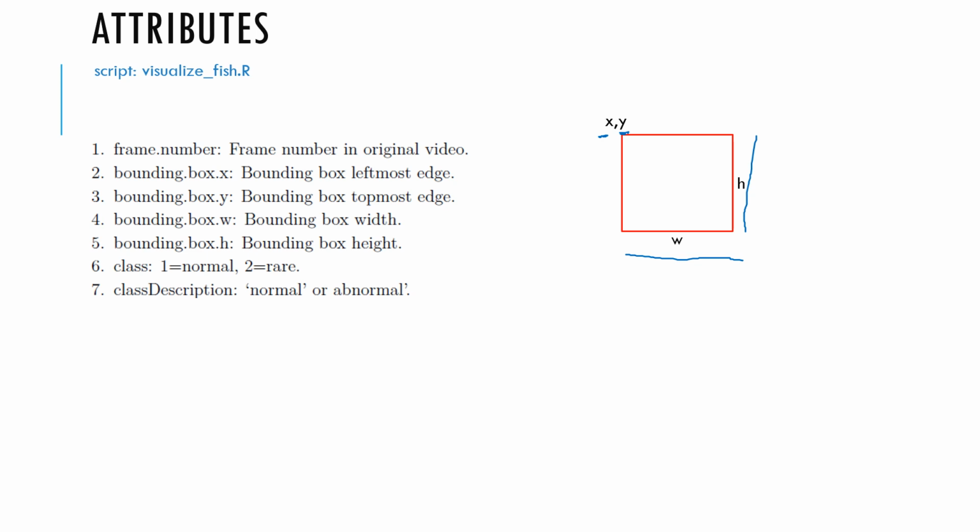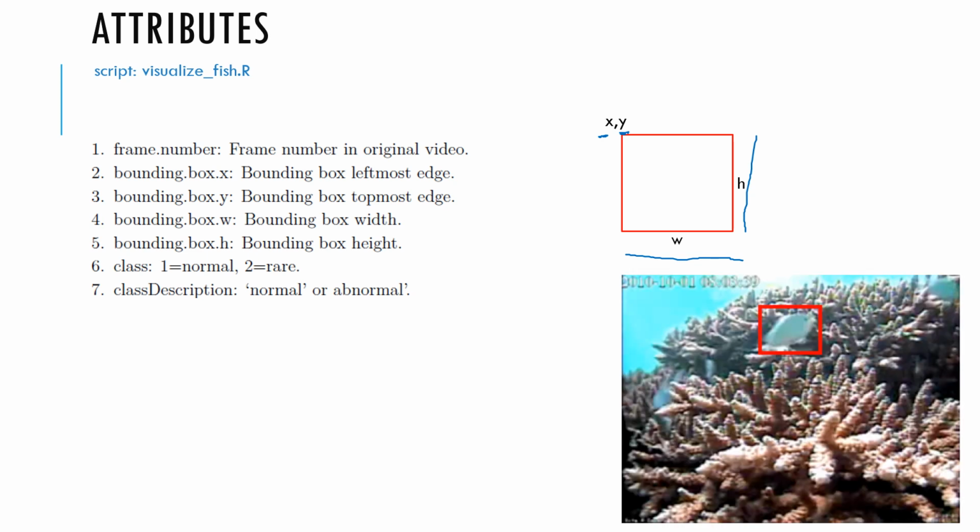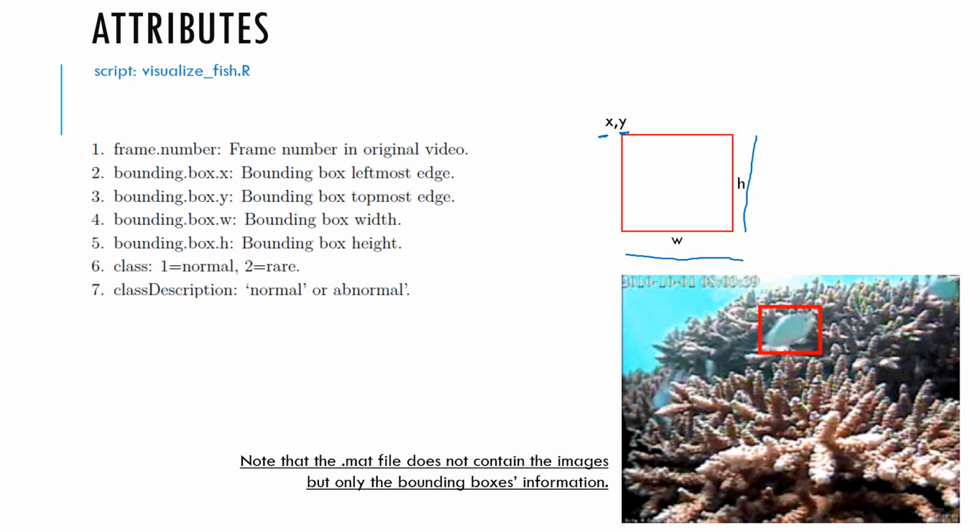The next attribute is the class, either normal or rare. Normals are represented with a 1, a rare is represented with a 2. And finally, the class description is a string, either normal or abnormal. If we overlap the bounding box over the original video, here we can see the final result. Please note that the .mat files do not contain the images but only the bounding boxes information.